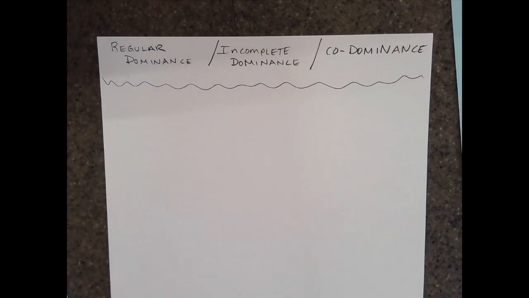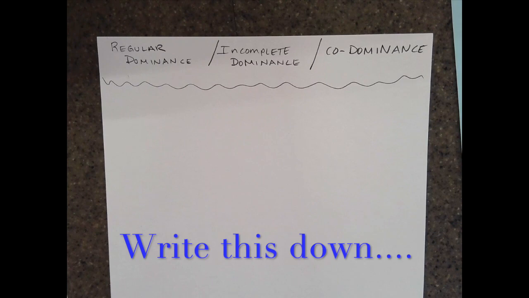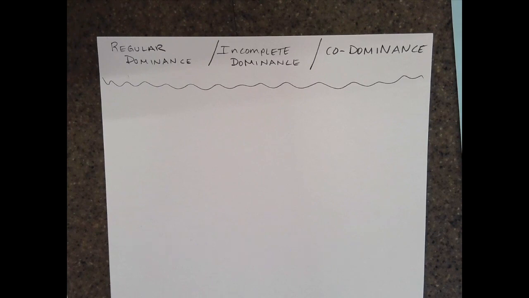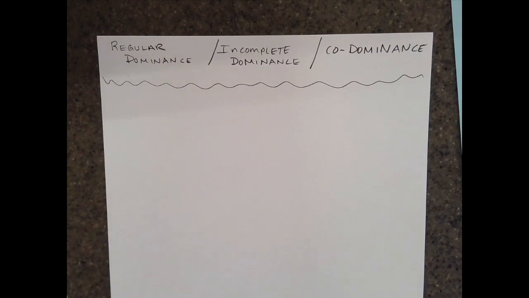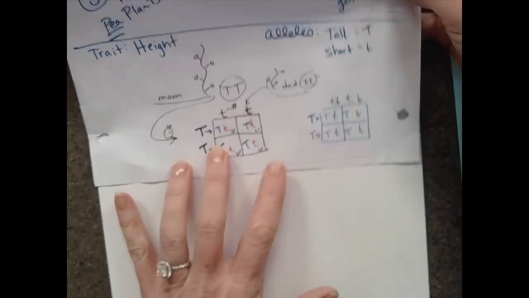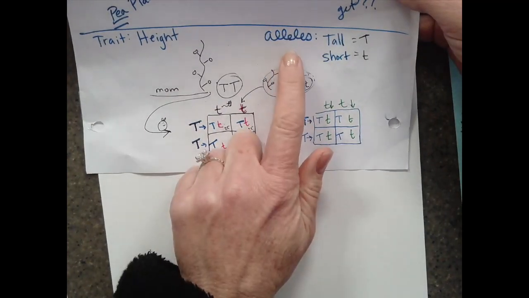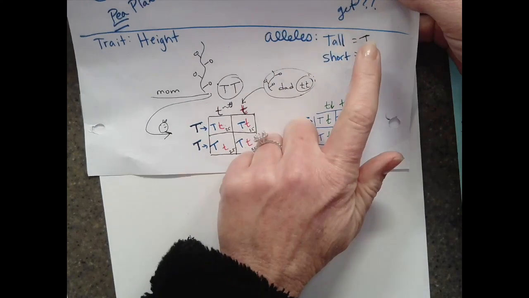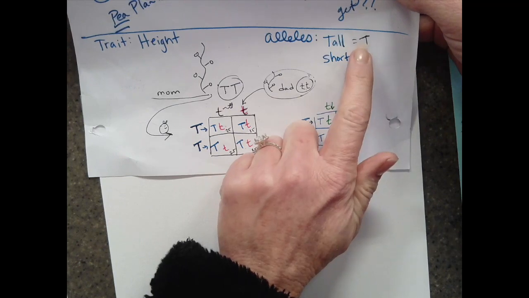Okay, we're going to be comparing some different ways that dominance and recessive can come together. So far we've been doing regular dominance. We did Punnett squares. I showed you one with Gregor Mendel when he was doing his pea plants. The trait was height. The versions or alleles were tall and short. Tall was dominant. And we represent the recessive one with a lowercase t matching the dominant trait.